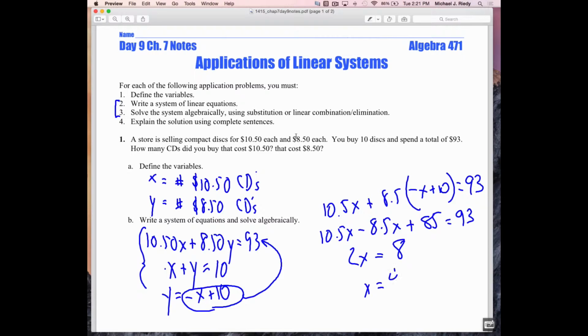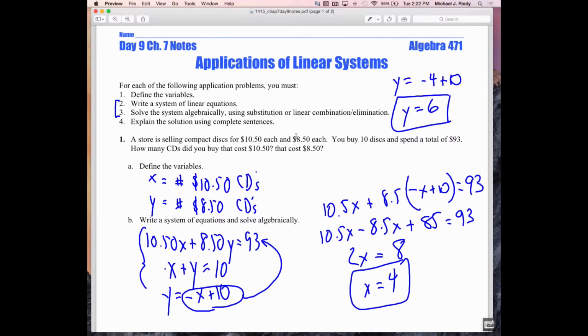So x is equal to 4. Are we happy with that answer? Yeah. What answer, Caroline, would not make you happy? 2.6? Right, because you can't buy 0.6 of a CD. How about a negative answer? Would that work here? No. I've got x. How do I find y? You want to go back up to the top one? Nothing wrong with that, but it's easier on the bottom one because it's already solved for y. So y is equal to negative 4 plus 10. So y is equal to 6.